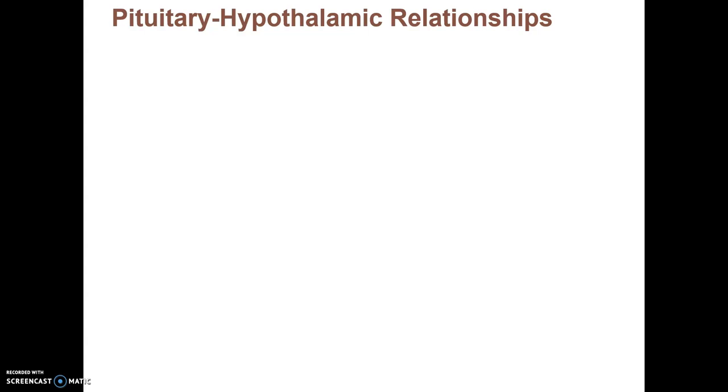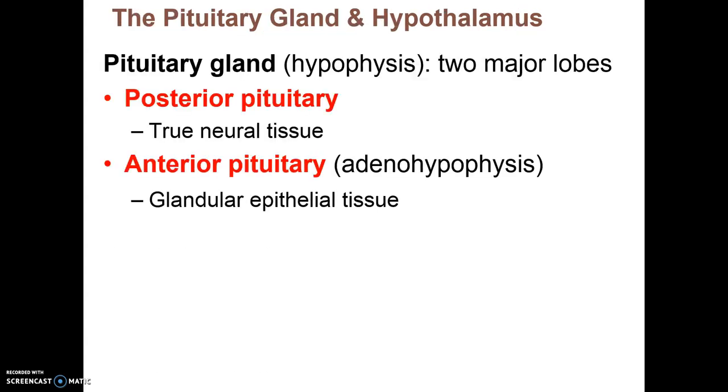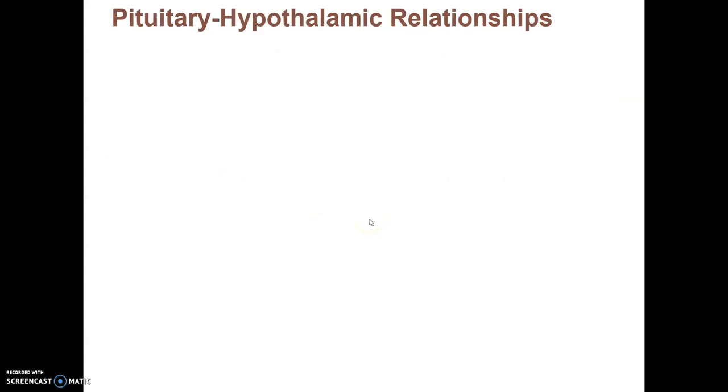Now the pituitary gland. The pituitary gland is located in the sella turcica of the skull and is connected to the hypothalamus of the brain. It has two lobes, posterior pituitary and anterior pituitary. The posterior pituitary has axons coming from the hypothalamic neurons, which is why it is known as neural tissue. The anterior pituitary, known as adenohypophysis, is mainly glandular epithelial tissue.